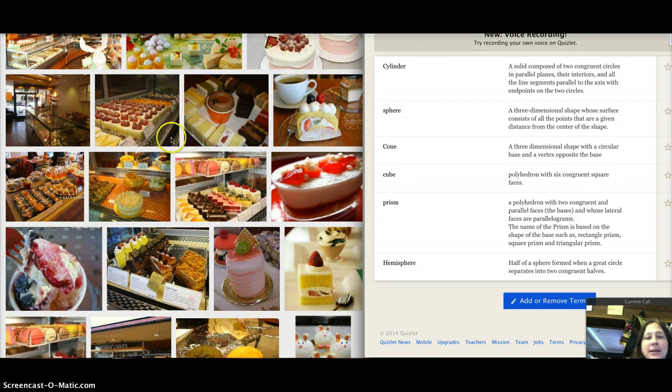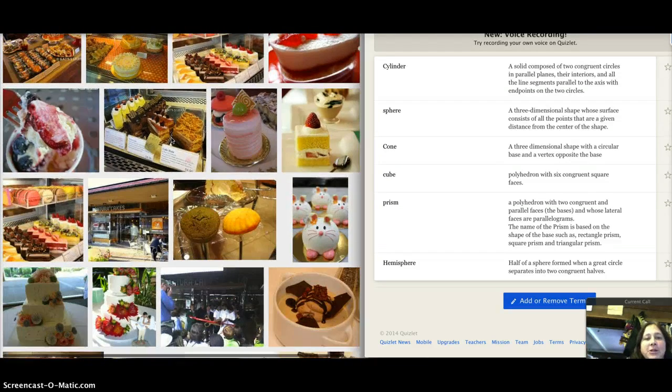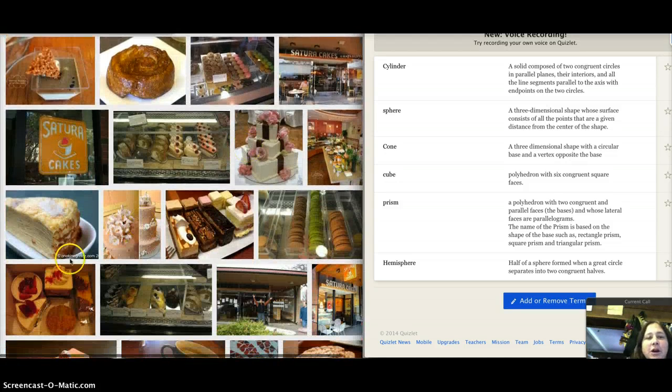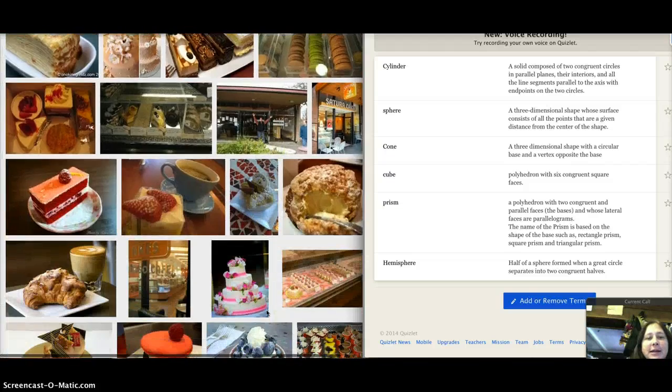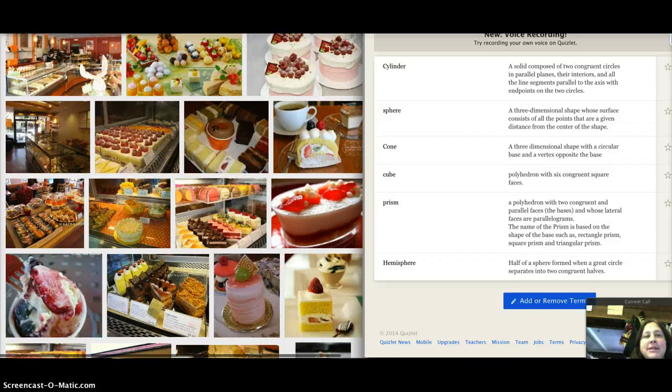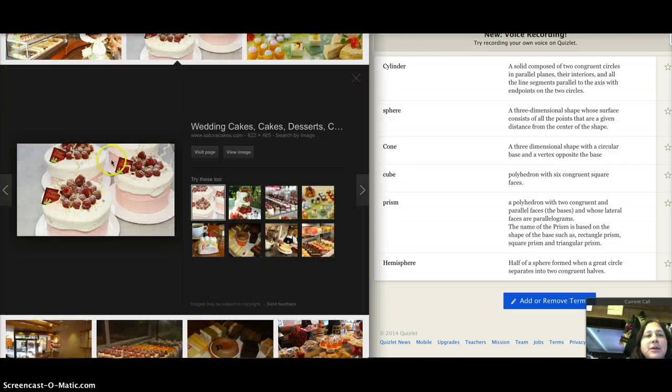So in this group of pictures, you would find a cylinder here, and it would be a good option for finding how you find a cylinder in the real world, and having kids find ways to pick them out from whatever they're doing. So here's a regular cake, also a cylinder.